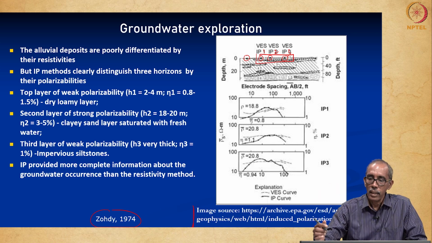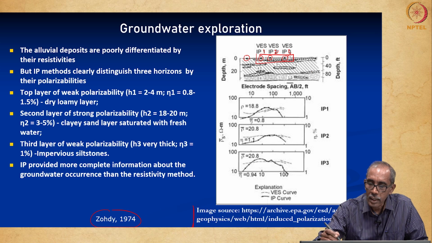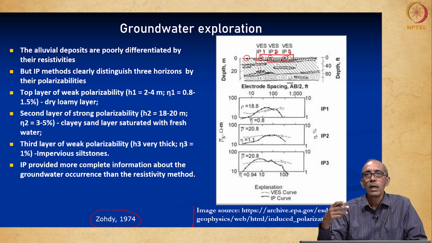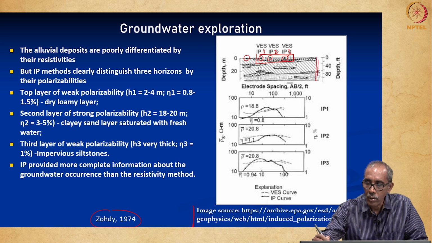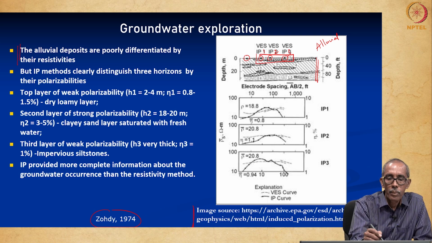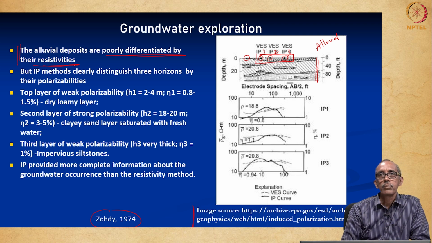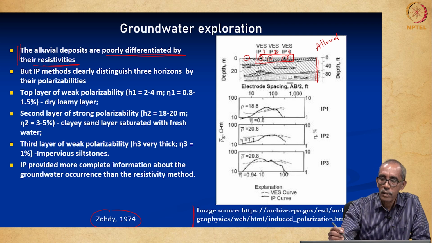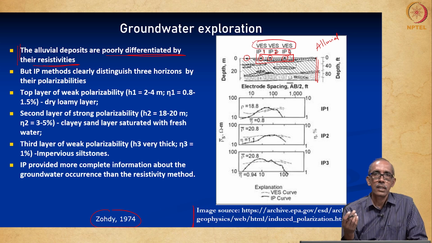As you can see here, the resistivity method is unable to give much information at this site, because the formations below are all derived from the work of the river. So, they are all alluvial deposits. Alluvial deposits are poorly differentiated by their resistivities, which means the resistivity method, that is the vertical electrical sounding they had carried out, could not give sufficient information, right.